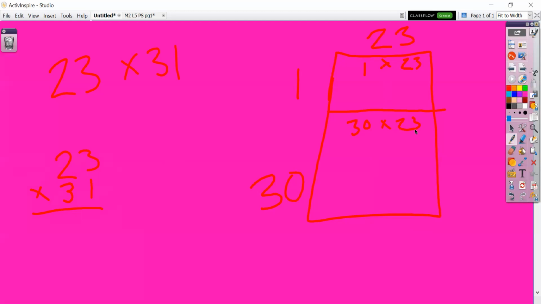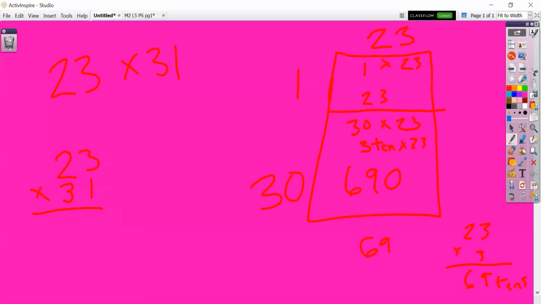So in that first box in my area model, the top box, 1 times 23 is 23. Now, on the bottom box, 30 times 23. Well, I really can't do that in my head, but I could change it to 3 tens times 23 just to make my life easier. And that would be 23 3 times. If you need to stack that, you can. 3 times 2 is 6. Well, that would be 69 tens. Well, 69 tens is going to be 690.